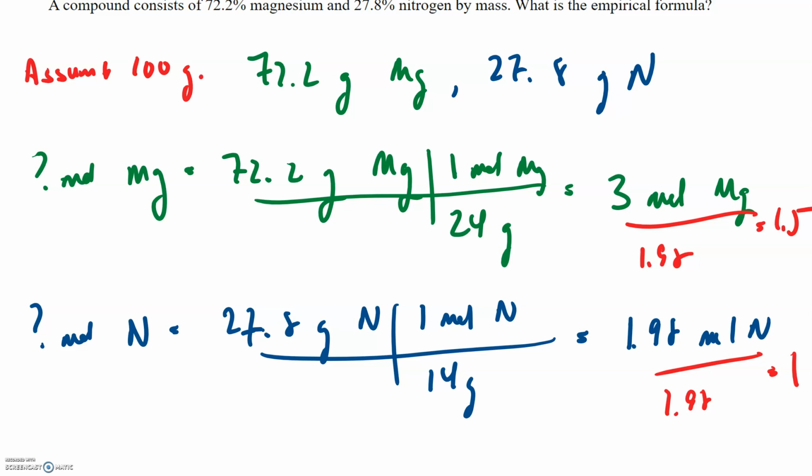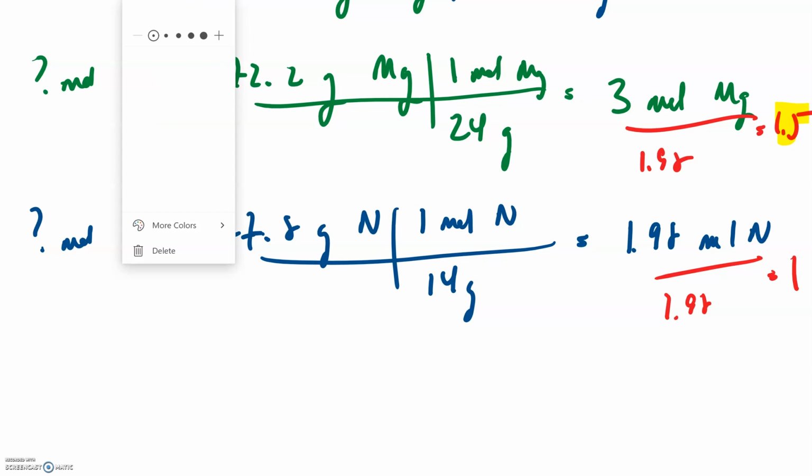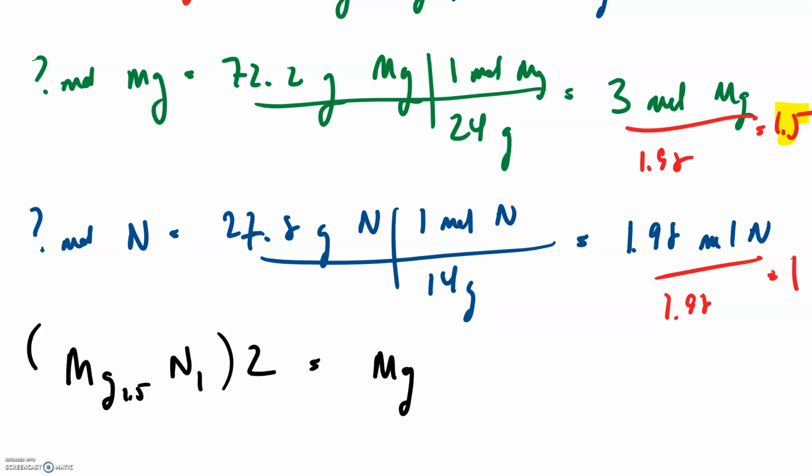So the last thing that we're going to do is multiply until these are whole. And so we can multiply everything by 2, and that gets rid of this half. So our final step is to multiply everything until it's whole. If we have magnesium 1.5 and nitrogen 1, we'll multiply everything by 2. So our empirical formula is magnesium 3, nitrogen 2.